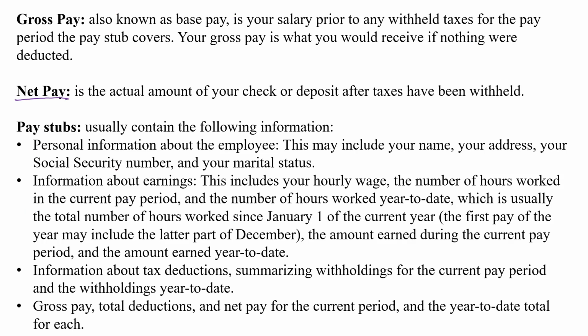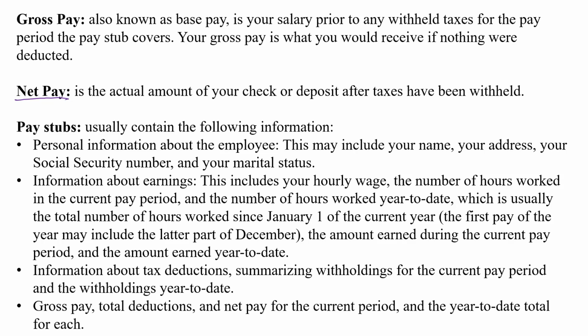Now, pay stubs usually contain most of these things here. It depends on the company you work for, but you have personal information about the employee: your name, your address, your social security number, and your marital status. Information about earnings includes your hourly wage, the number of hours worked in the current pay period, and the number of hours worked year to date, which is usually the total number of hours worked since January 1st of the current year, or the first pay of the year may include the latter part of December, depending on your company. Or if you started later in the year, maybe in June, then it would be from June. So it all depends on a lot of different factors.